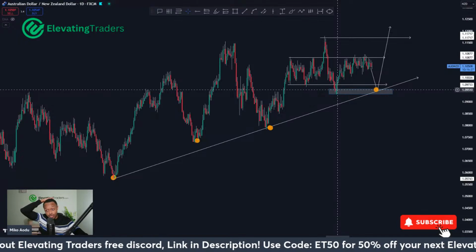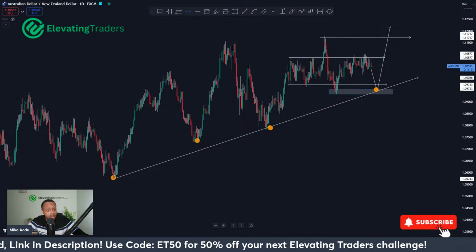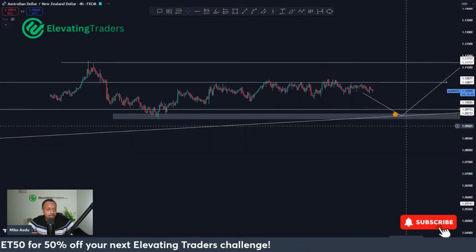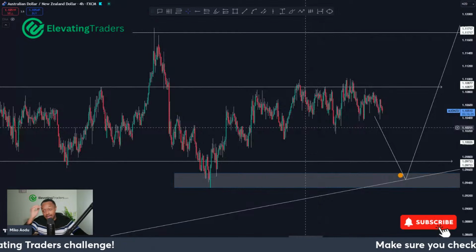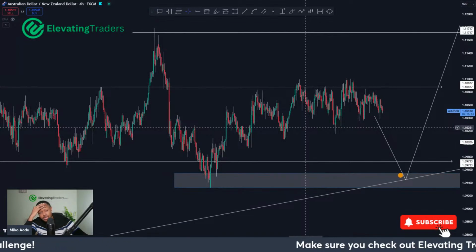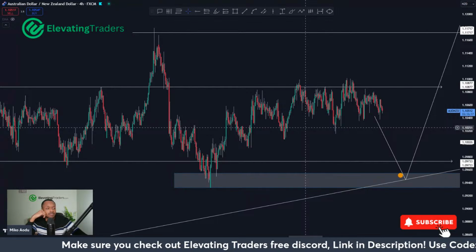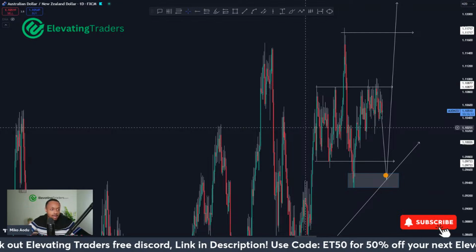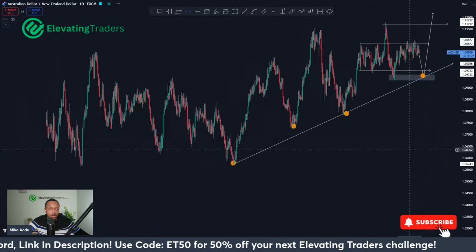So I've been waiting for quite a while to actually get a decent pullback here, but it's just been taking its time, and you can see the consolidation there on the 4-hour chart. Absolutely ridiculous. And again, that's the one thing about trading Aussie New Zealand dollar: it does take its time. It does have really long consolidation periods, and it can be a bit tricky sometimes, especially if you get caught in one of those consolidations, and it just goes on and on and on.